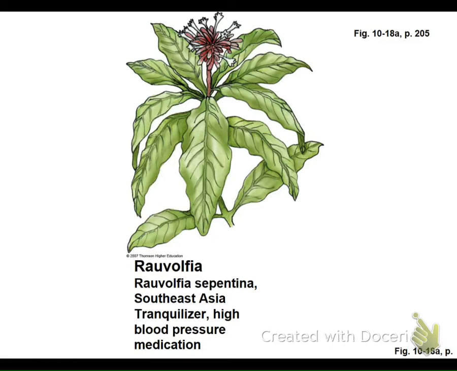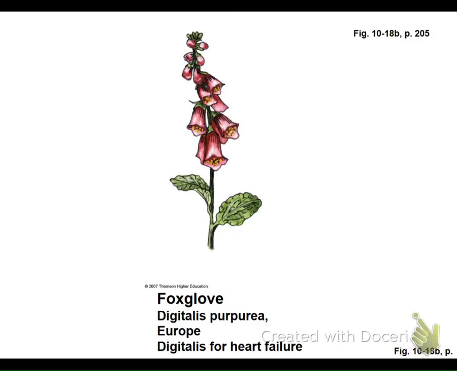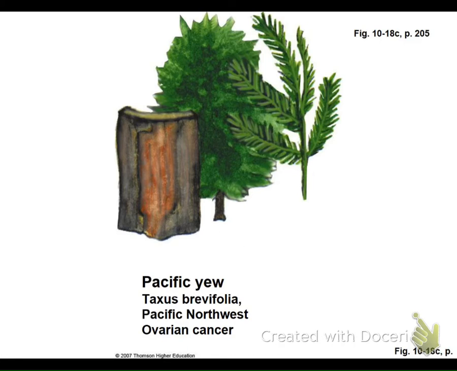For example, this one helps blood pressure. This one right here is for heart attacks. This one right here, this one was discovered 1 year after my mom died of ovarian cancer. Pacific yew plant from the Pacific temperate rainforest was discovered to cure ovarian cancer the year after my mom died.